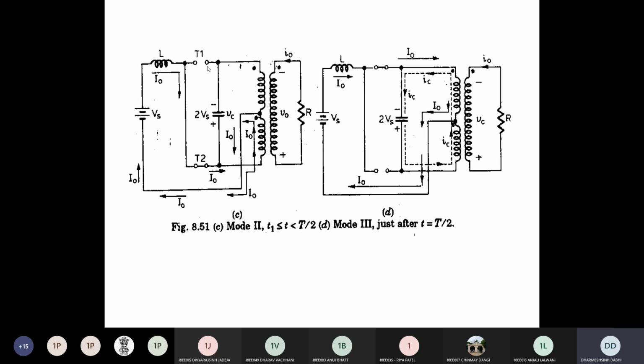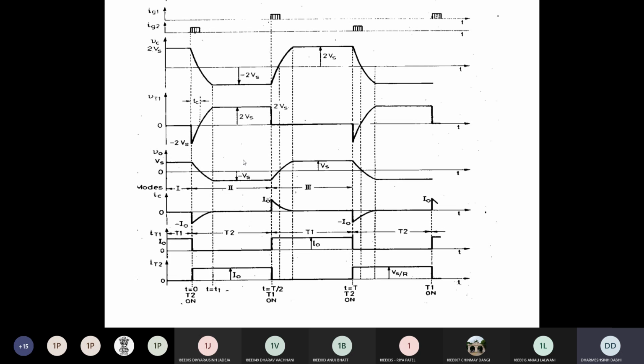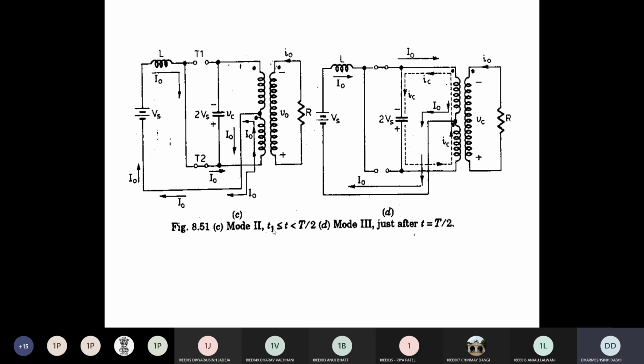But it will not turn on because you have not fired T1. Clear? You fire T1 at the T by 2 instant, so after that current flows into T1. So this is the mode between T1 and T by 2 instant. Current flows through T2, the lower half of the primary winding, and then the negative of the secondary. At that time your capacitor is fully charged to minus 2 Vs.